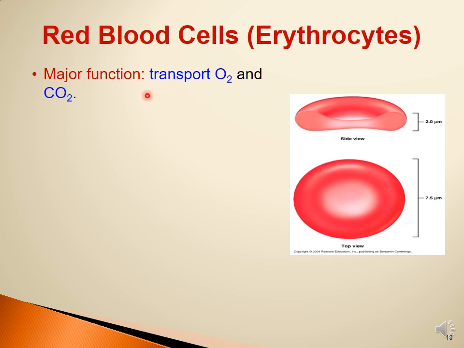So it is mainly a transporter of oxygen and to a lesser extent a transporter of carbon dioxide, because most of the carbon dioxide is transported in the plasma in the form of bicarbonate after being converted to bicarbonate inside the red blood cells.